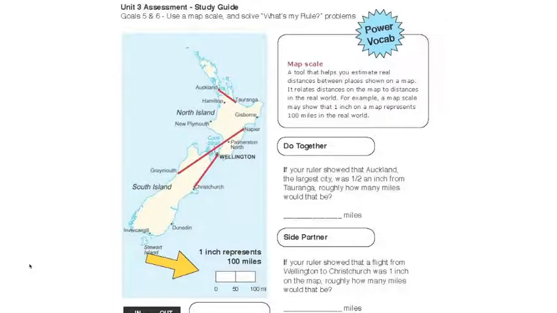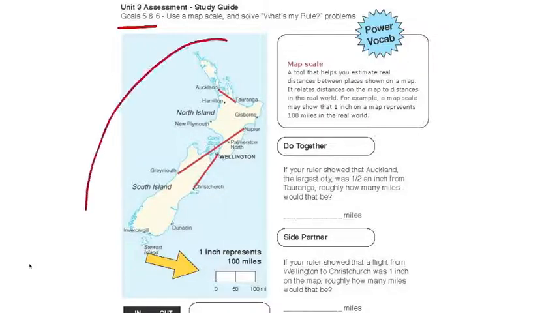Ooh, cool. New Zealand. Goals 5 and 6: use a map scale and solve what's my rule problems. A map scale is a tool to help you estimate real distances between places shown in a map. It relates distances on the map to distances in the real world. For example, a map scale may show that 1 inch on a map represents 100 miles in the real world.